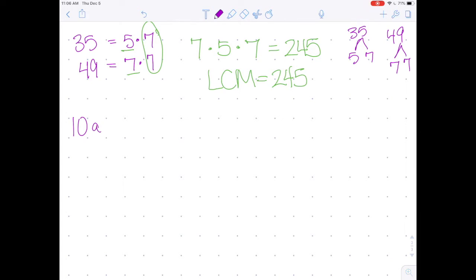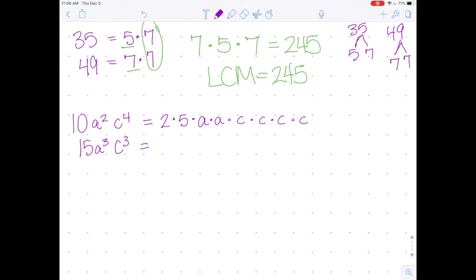If we have 10a squared c to the fourth, and we have 15a cubed c cubed. Okay, so first, prime factors of 10 are 2 times 5. Then, with the letters, all we do is write exactly how many there are, the exponents. So we're going to put 2 a's and 4 c's. Then, factors of 15 are 3 times 5, and we have 3 a's and 3 c's.